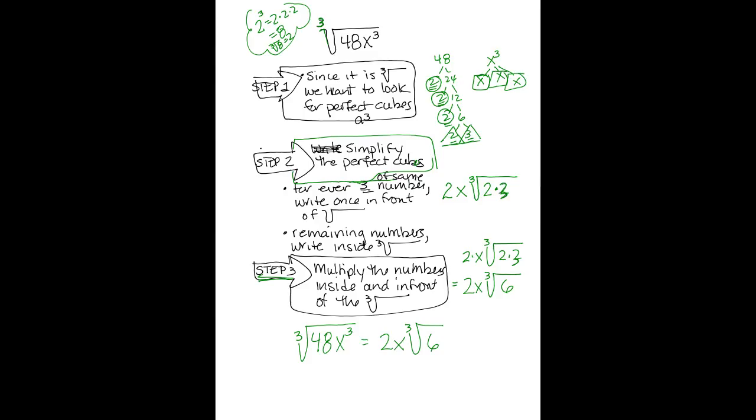Okay, so hopefully that's helpful. The difference is whatever root you're taking, in this case the cube root, power of 3, then for every 3 of a number in the factor tree, we want to pull one out in front of the cube root sign. Okay, and that's that. If you have any questions, let me know.